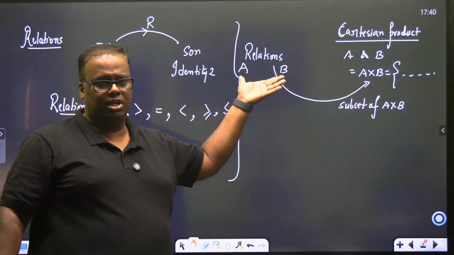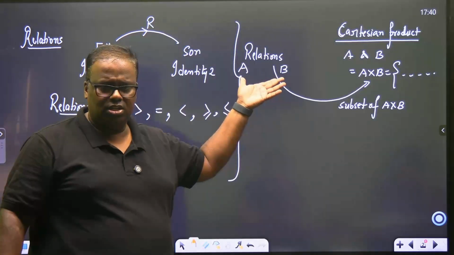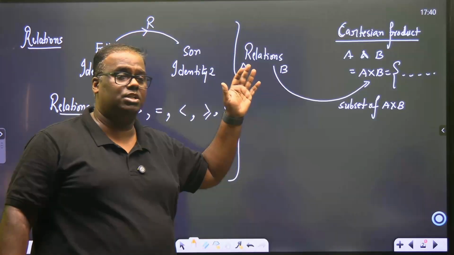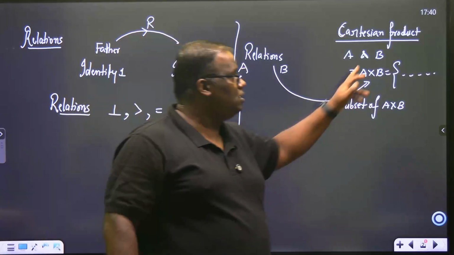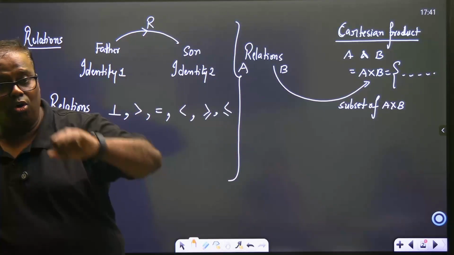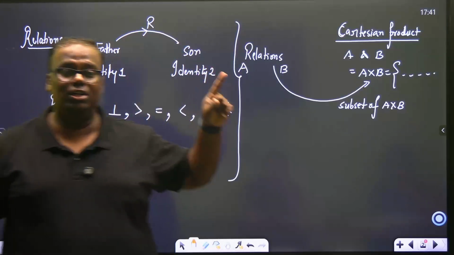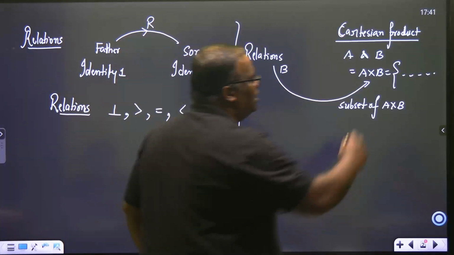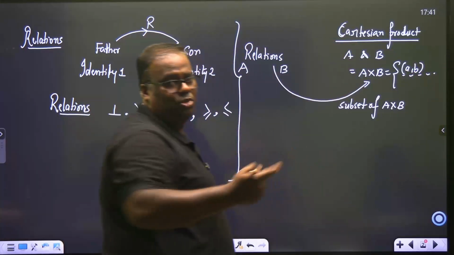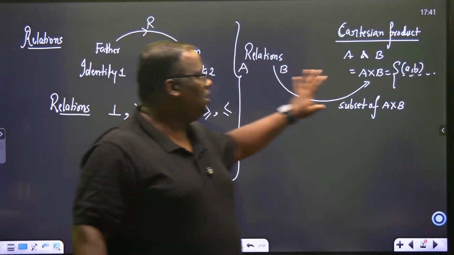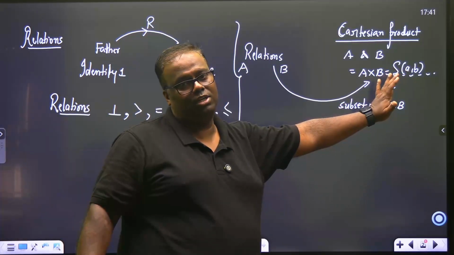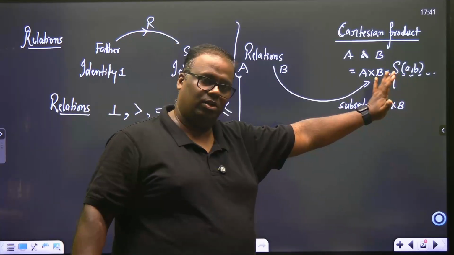Relation between two sets. Is it one relation, two relations, many relations? We don't know. There can be many relations, but all those relations will be a part of the Cartesian product. So all relations will map to the ordered pairs. And what is the Cartesian product? The Cartesian product is nothing but ordered pairs, A1 B1, A2 B2, A3 B3. So all relations will be subsets of the Cartesian product A cross B, right?